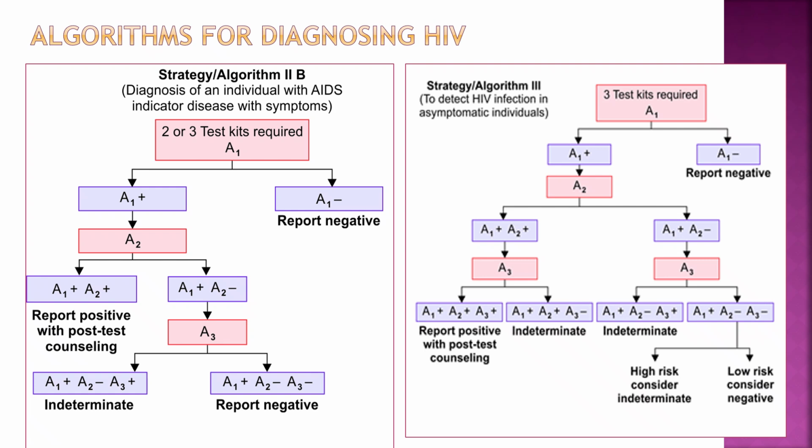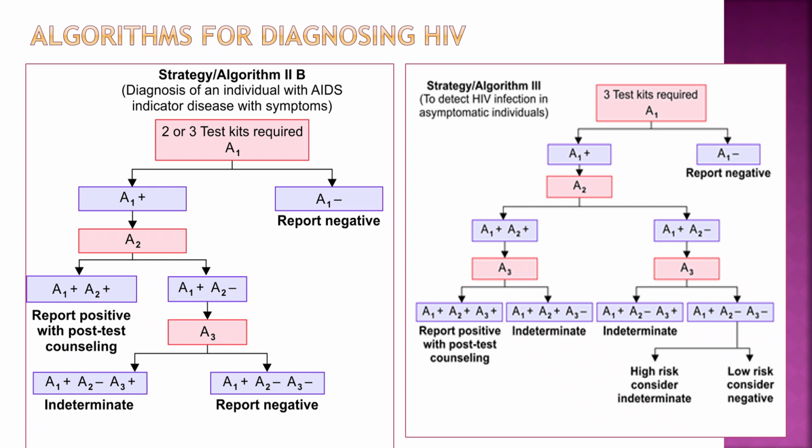Then in strategy 3, to detect HIV infection in asymptomatic individuals, 3 test kits are required. So if A1 is negative, report negative. If A1 is positive, second kit A2. If A1 and A2 are positive, A3. So here, A1, A2, A3 positive, report positive with post-test counseling. If A1 positive, A2 positive, A3 negative, it is indeterminate.